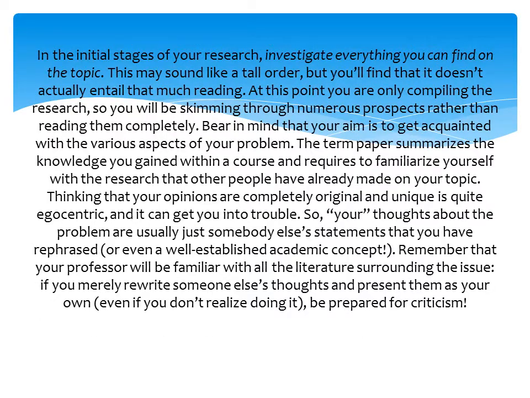In the initial stages of your research, investigate everything you can find on the topic. It may sound like a tall order, but you'll find that it doesn't actually entail that much reading. The term paper summarizes the knowledge you gained within a course and requires you to familiarize yourself with the research that other people have already made on your topic. So remember that your professor may be familiar with all the literature surrounding the issue, and if you write someone else's thoughts and present them as your own, be prepared for criticism.